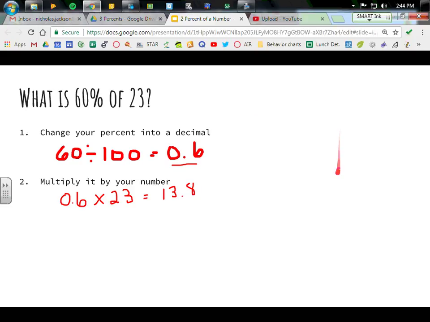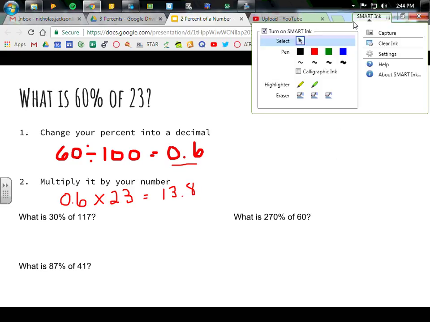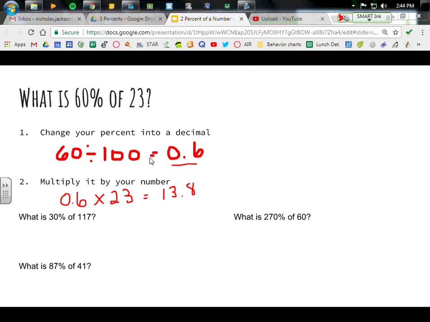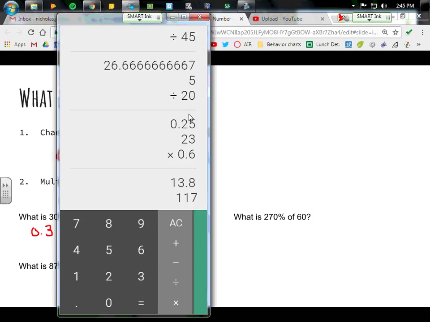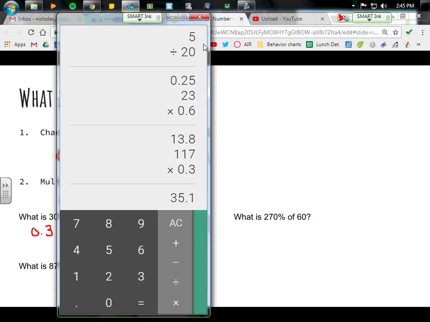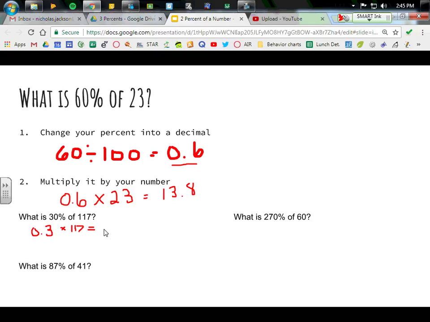All right, we've got a few more we're going to practice here and then call it a day. So what is 30% of 117? First of all, divide 30 by 100. If you do that, you get 0.3. And then we multiply that by 117. So what's the answer there? 35.1.